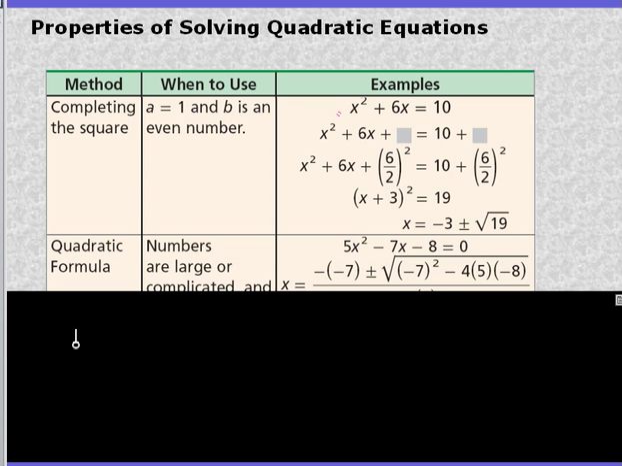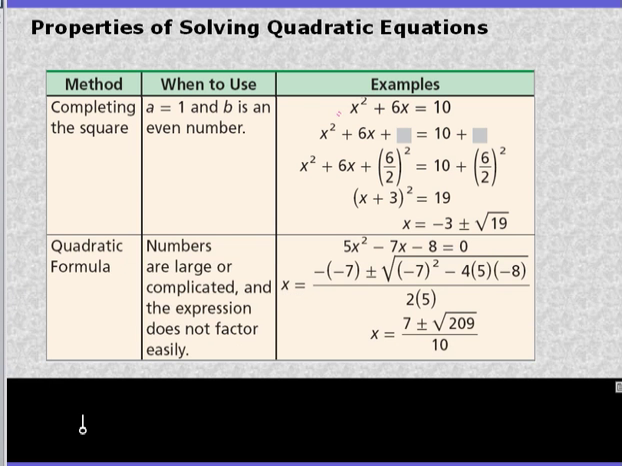Okay, quadratic formula: numbers are large or complicated, the expression does not factor easily. Any other time, if you can't see using factoring or completing the square or square rooting, quadratic formula is your choice. It will solve any kind of problem.